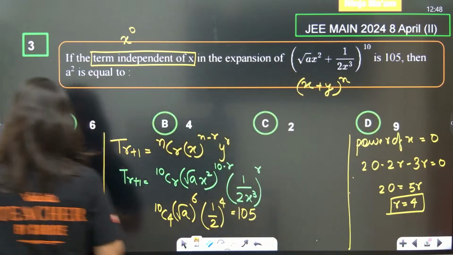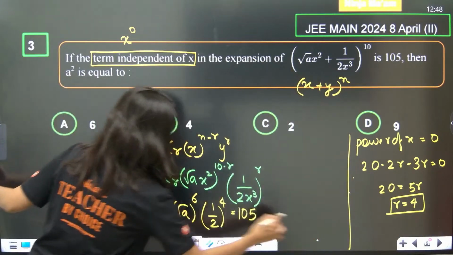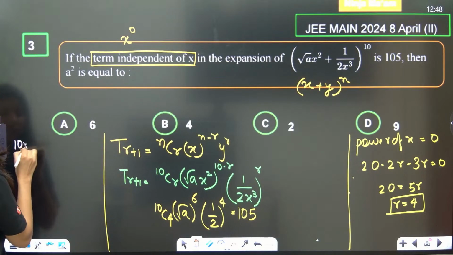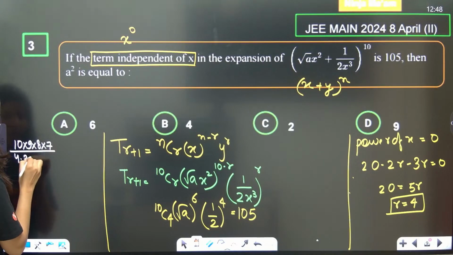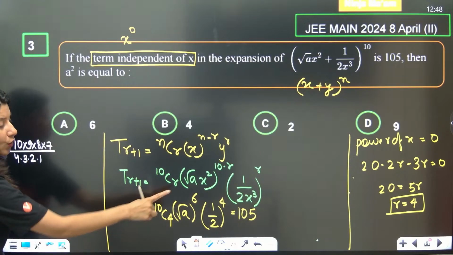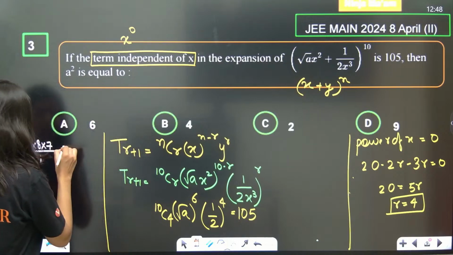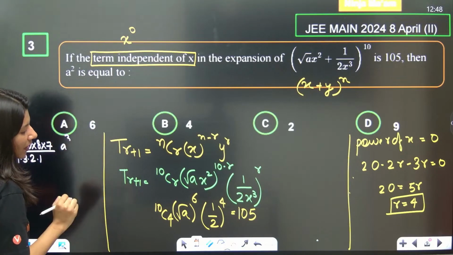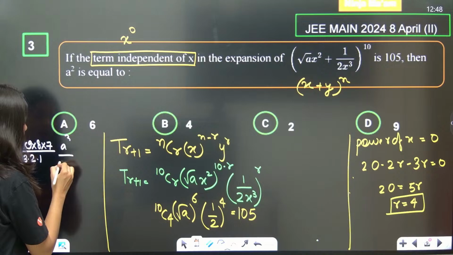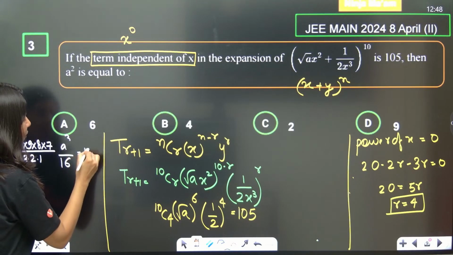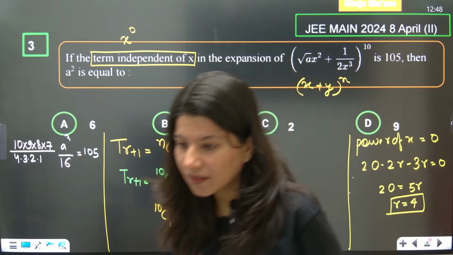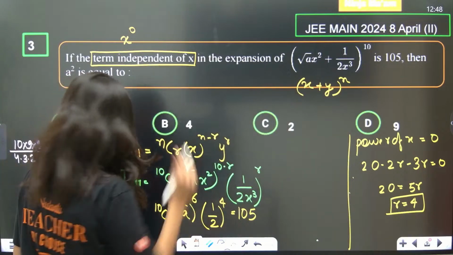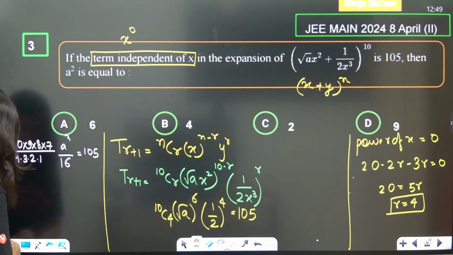10C4. Let's solve it here. 10C4. And tell me, 10 into 9 into 8 into 7, whole upon 4, 3, 2, 1. Correct? Root A power 6 will be A cube. So, A cube and this is 1 by 2 power 4 is nothing but 4 4s are 16. And this is 105. Correct or not? Yes, everybody? Clear? Okay. Now just calculate it.